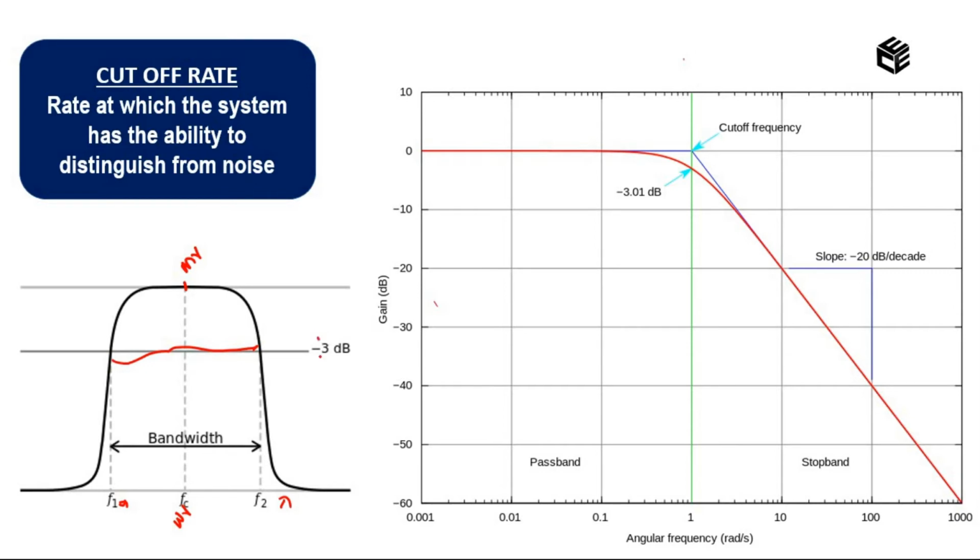Why are we using this minus 3 dB? Because this is the maximum tolerance level for the bandwidth. That is, at this point, our output power will be 50% of the final value.